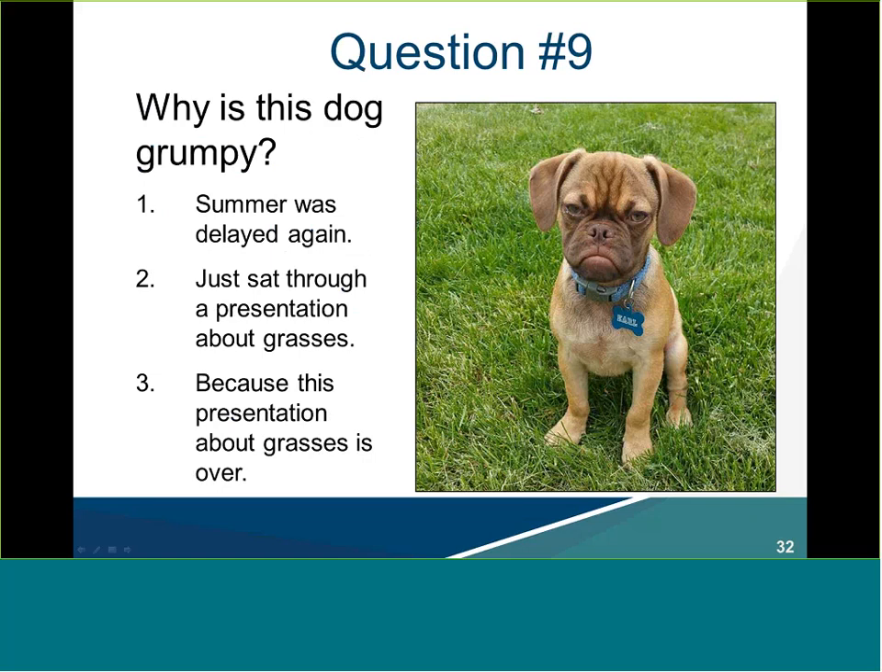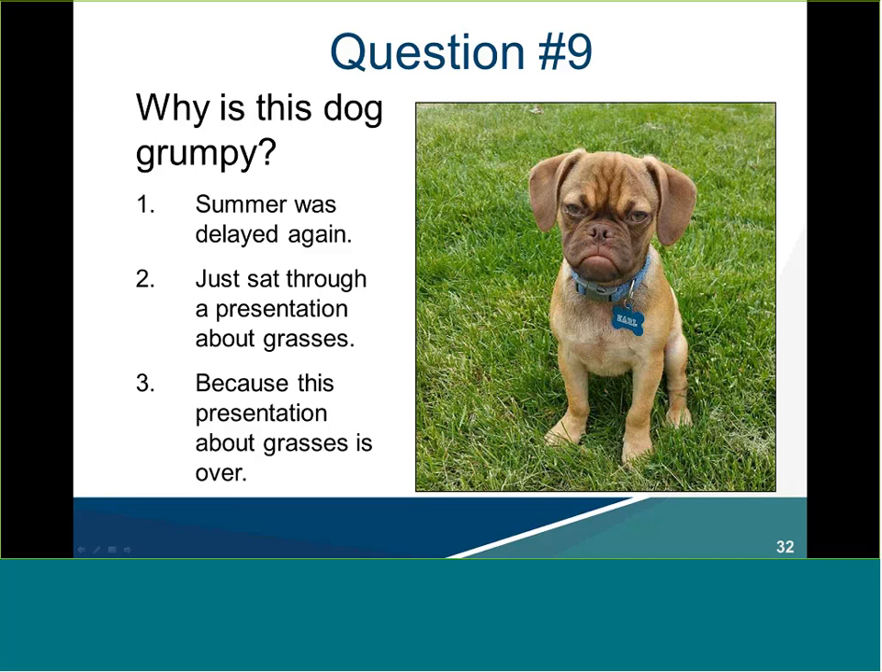Let me introduce to you Earl the dog. Let me know why this dog is grumpy. Using the comparison table, no, I'm kidding, not using the comparison tables. Take a look at his palea teeth. So why is this dog grumpy?